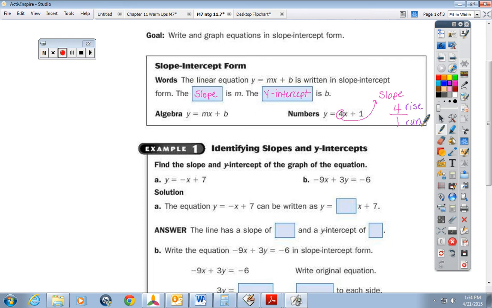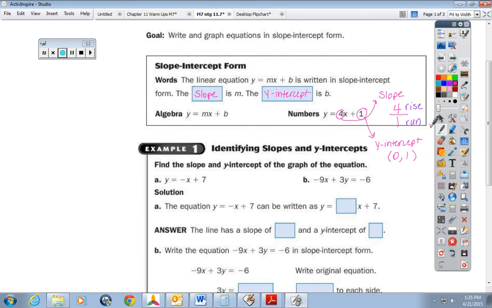Now the second number is the y-intercept. So this number right here is the y-intercept. It represents the point 0, 1. That's where we would start the line. We would put a dot right on the point 0, 1, and then from there we could draw the line by rising 4 and running 1, rising 4, running 1, rising 4, running 1, and you can do that indefinitely.